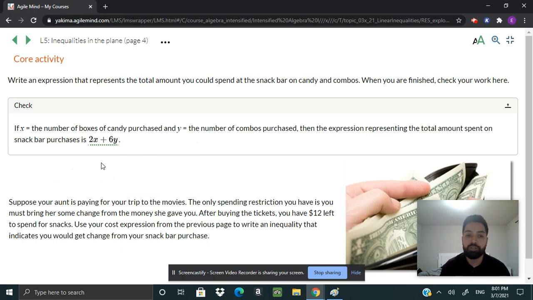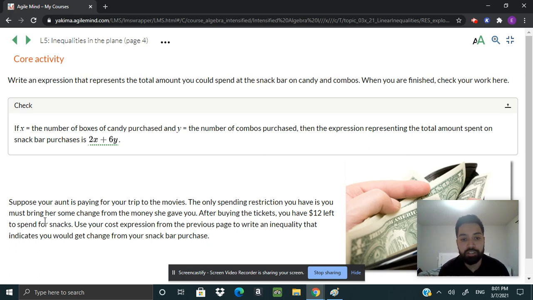And now we're going to introduce a restriction, which is going to pave the way for the inequality. So check out the rest of the story. Suppose that your aunt is paying for your trip to the movies. The only spending restriction you have is you must bring her some change from the money that she gave you. So you've got to bring something back home, got to have some change left over. After buying the tickets, you have $12 left for your snacks. That includes your candy and your combos. So you have $12 left for that.